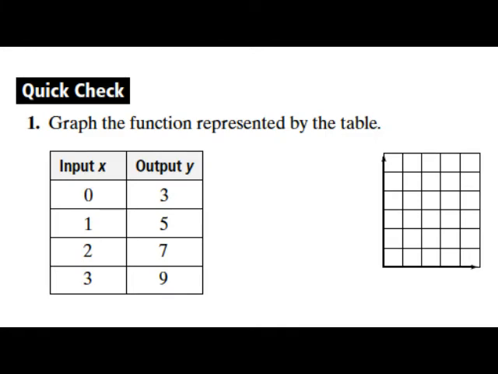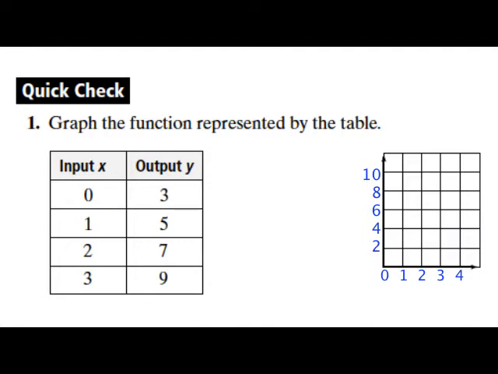Quick check number 1. Graph the function represented by the table. We have input of x and output of y. We're going to put our x across the bottom so we can number it 0, 1, 2, 3. Our y will go up the side. We know we have to go up to 9, so we're going to number the y's by 2. So 2, 4, 6, 8, and 10.